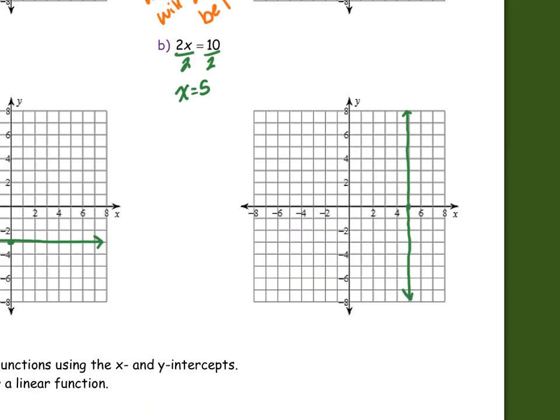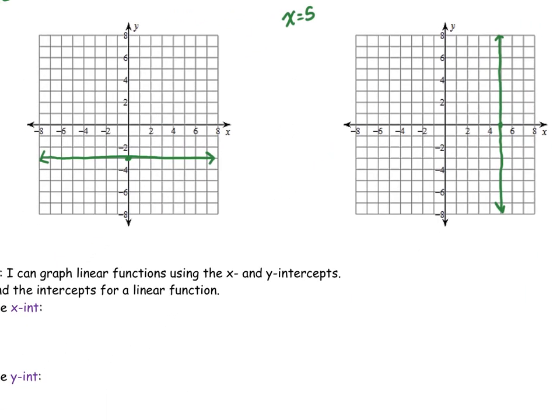Okay, so when I solved the equation for x, I got x equals 5. It means it goes through the x-axis at 5, and it's just a vertical line. And there we go. That's it, done. Okay, that's it on that one. So let's go ahead and go to the next section and see what we're going to talk about.